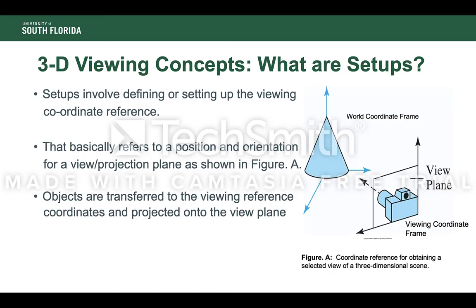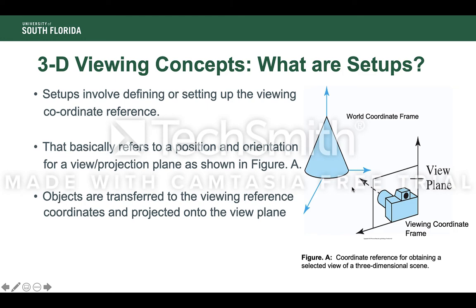So let's understand a few 3D viewing concepts. As you can see, there is a small snippet where there is an object and a camera. This refers to a basic setup of 3D viewing, where your object is in your world coordinate frame and you need to project that object onto where your camera is sitting, which is the viewing coordinate frame or view plane. The setup involves defining the viewing coordinate reference, which refers to the position and orientation of a view plane, as shown in the given figure. Then the actual objects are transferred to the viewing reference coordinates and projected onto the view plane. This is the basic setup that we are going to talk about in 3D viewing concepts.